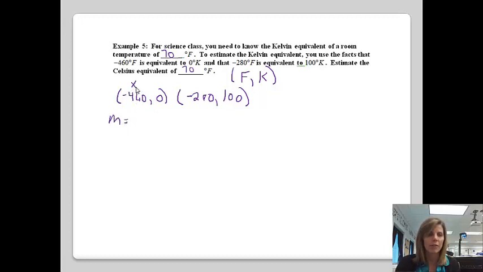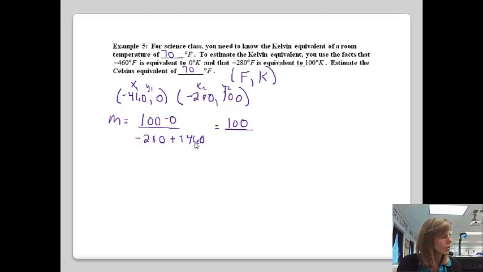So I'm going to have x1, y1, x2, y2. And then y2 minus y1 will be 100 minus 0. And then x2 minus x1 will be negative 280 minus negative 460. So up top I'm going to get 100. Down below I'm going to get, let's see here, 460 minus 280 is 180, so I'll get 180. Okay, and then from here, if I did 100 divided by 180, that should reduce to 5/9. So I'm just going to leave it as a fraction.